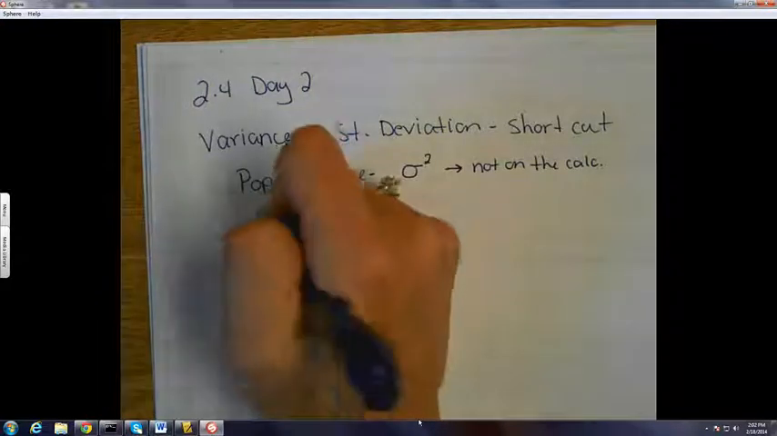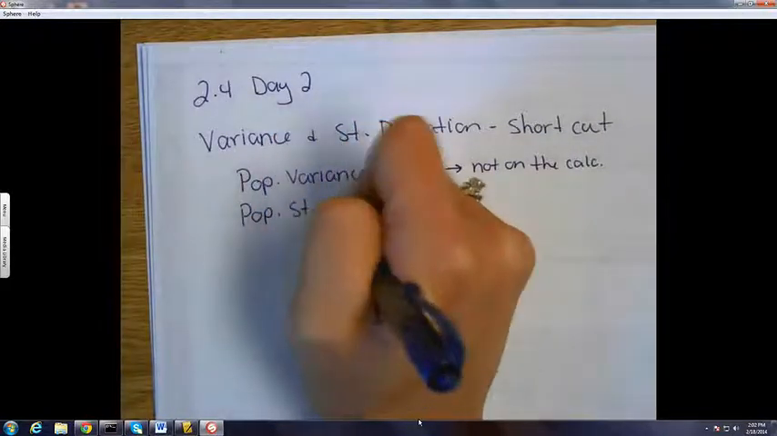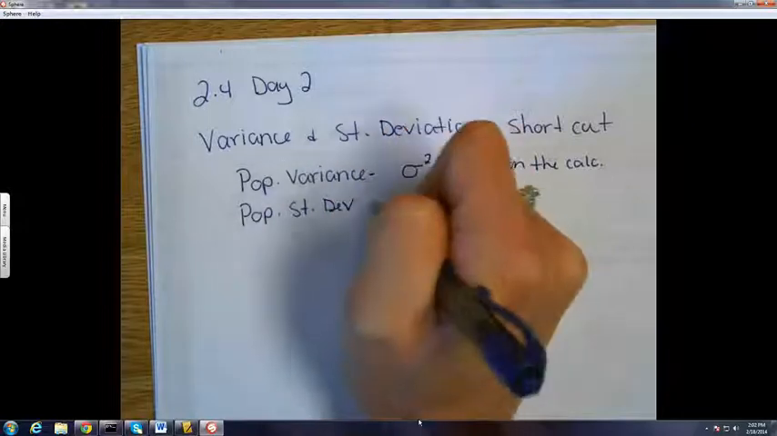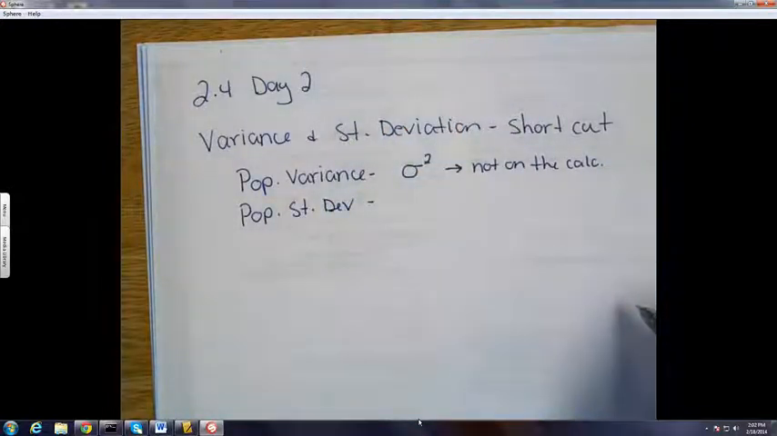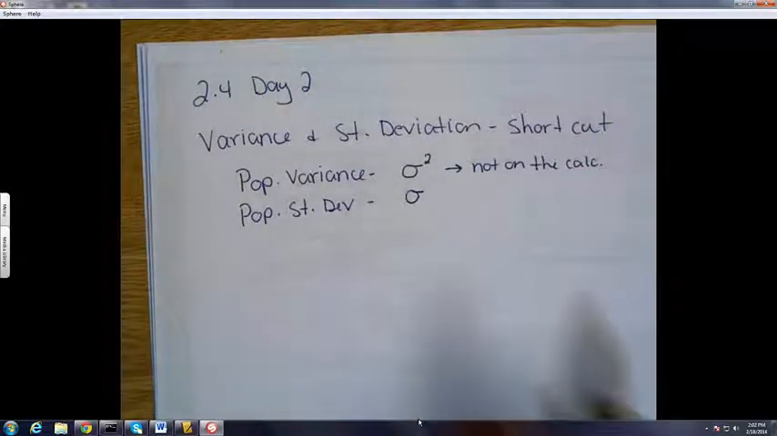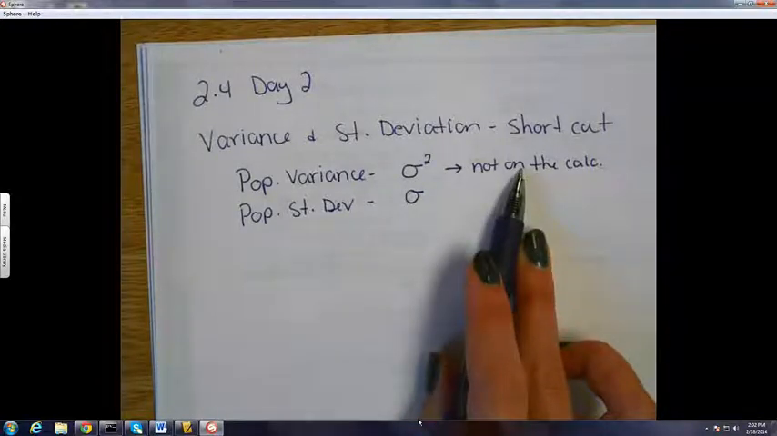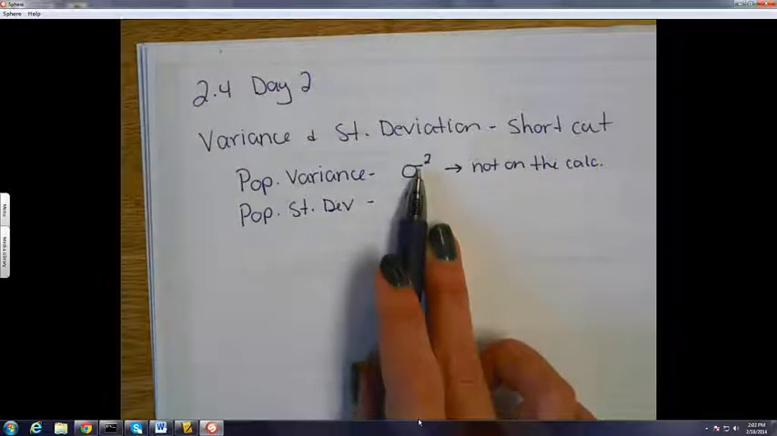But population standard deviation is on the calculator. What is its symbol? Sigma. Just sigma. So this one will be on the calculator, but if the book asks for the variance, what are you going to do since the variance is not on the calculator? You're just going to take this answer and square it. Because you're smart.